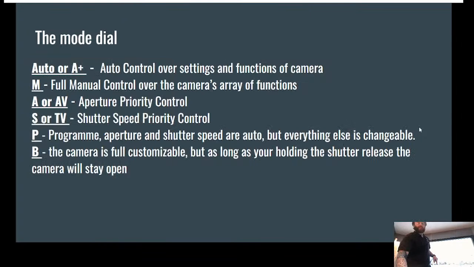To break down all of them together, though, I put this guy together. So auto, or A+, that's going to be auto control over settings and functions of the entire camera. All you got to do is point the thing, take a photo. Manual, that's full manual control over the camera's array of functions.